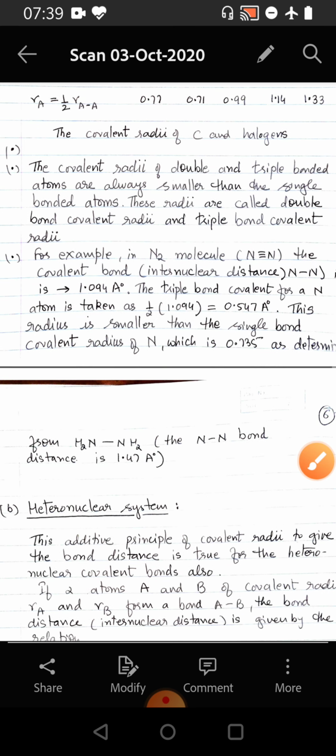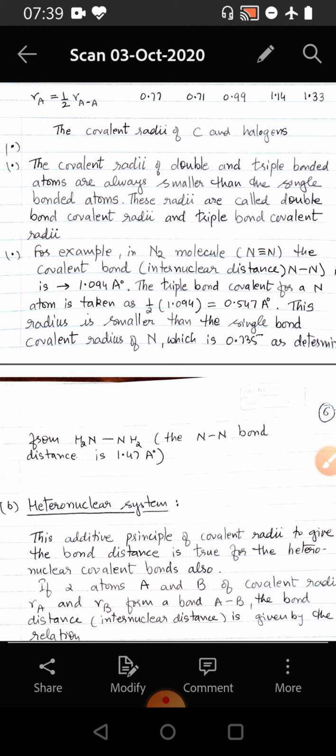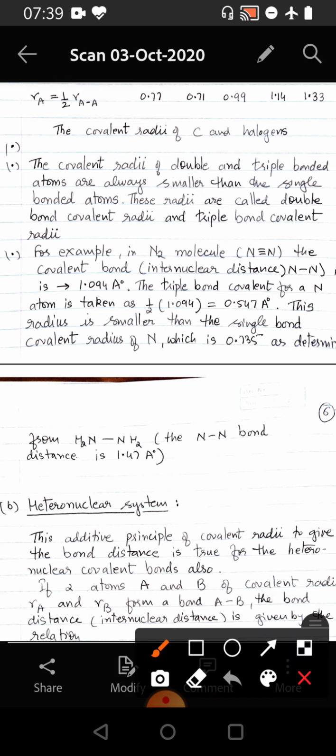The covalent radii of double and triple bonded atoms are always smaller than those of single bonded atoms. These radii are called double bond covalent radius and triple bond covalent radius. For example, in the nitrogen molecule which has a triple bond, the internuclear distance between N and N is 1.094 angstrom. This triple bond covalent radius for a nitrogen atom is taken as half of 1.094, which comes to be 0.547. This radius is smaller than the single bond covalent radius of nitrogen, which is 0.735 angstrom as determined from hydrazine, where the N-N bond distance is 1.47 angstrom.